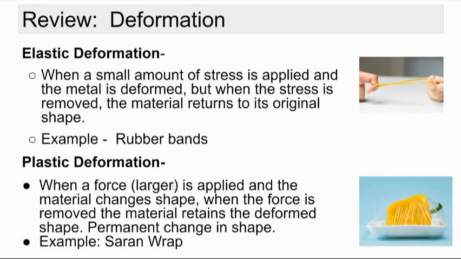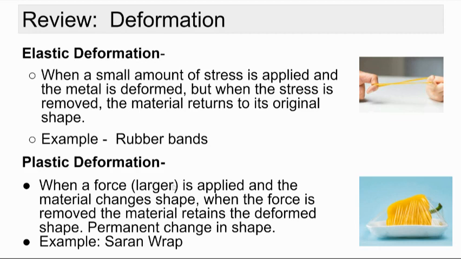So, where we're headed. As we heat treat metals, we're going to be testing their mechanical properties. We're going to be looking at how those metals deform when stress is applied. So elastic deformation is when a small amount of stress is applied and the metal is deformed, but when the stress is removed, the metal returns back to its original shape. An example of something that can be elastically deformed would be rubber bands. You can stretch a rubber band, but then when you let go, it returns back to its original shape.